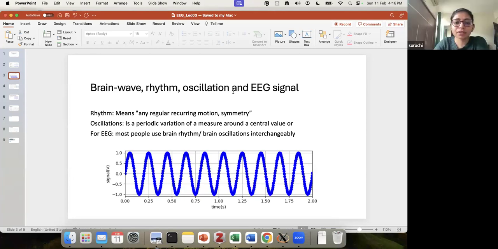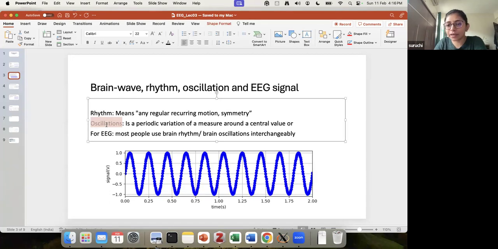That's all. So rhythm means any regularly recurring motion. So something that sort of repeats its pattern. That is what a rhythm means. Like in music, we talk about rhythm, right? The sound goes from low to high pitch and then high to low again. So that's what a rhythm is. It's just any regularly occurring motion. That's called rhythm.